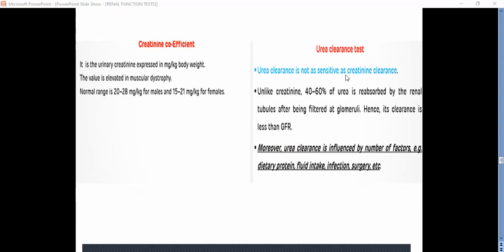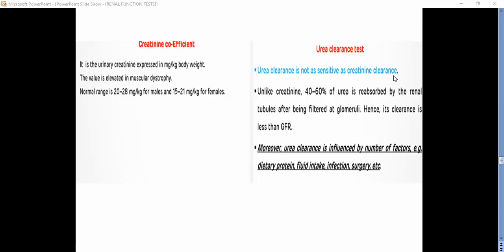Urea clearance test is not as sensitive as creatinine clearance. Why? Urea is somewhat reabsorbed by the kidney, and urea concentration in urine does not depend upon the complete functioning of the kidney. It is also affected by other metabolic functions, based on how much ammonia is produced, how much amino acid metabolism is happening, and whether the urea cycle is releasing the respective amount of urea. So we cannot completely depend upon urea for assessing the functioning of the kidney.